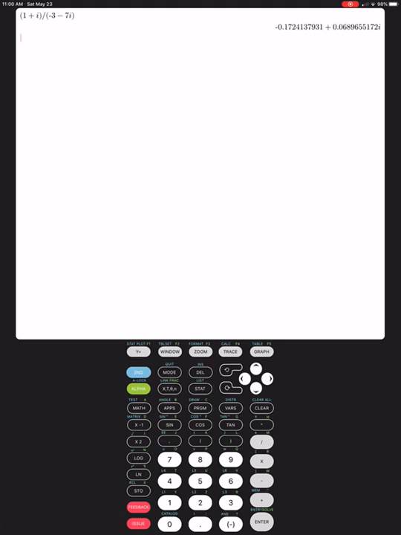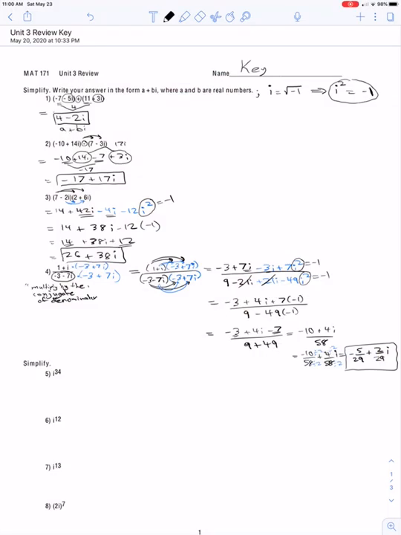Now let's go ahead and convert these back to fractions by hitting the math key on the left hand side, and you can see command 1 says fraction. So that'll convert those decimals back to fraction form. And as you hit the enter button, you will get what? You will get negative 5/29 plus 2/29 i.